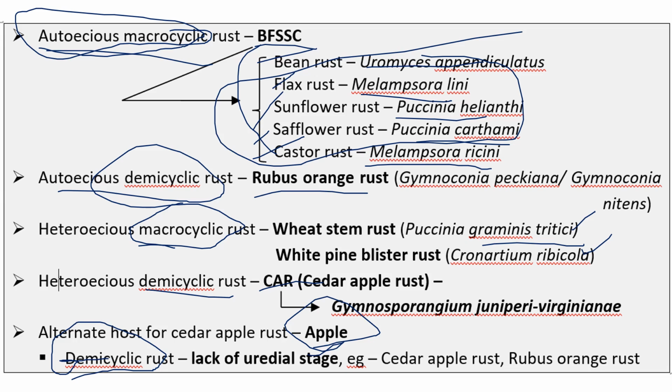So which stage is absent in demicyclic rust? Uredial stage is absent. The best examples of this demicyclic rust are cedar apple rust and rubus orange rust. In both the cedar apple rust and rubus orange rust, the uredial stage is absent.